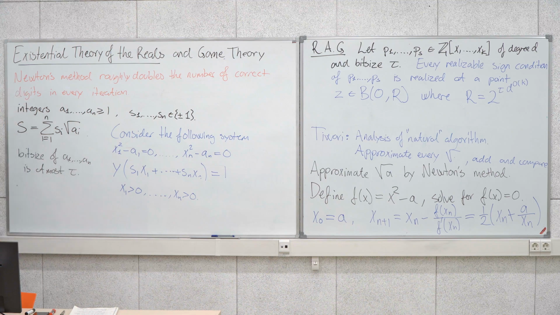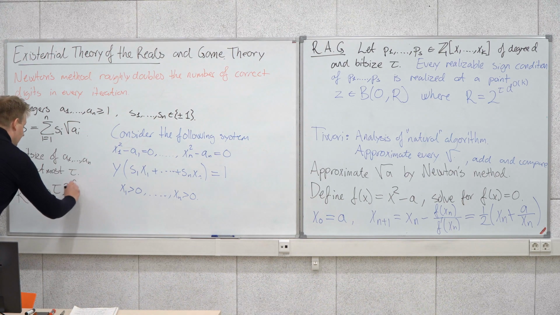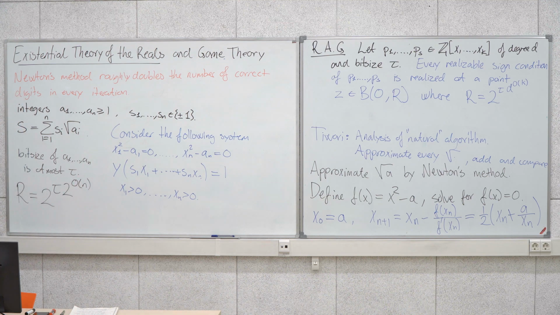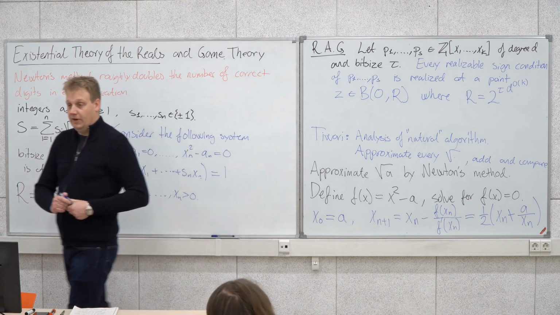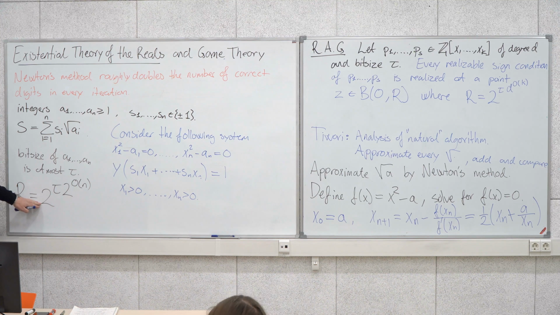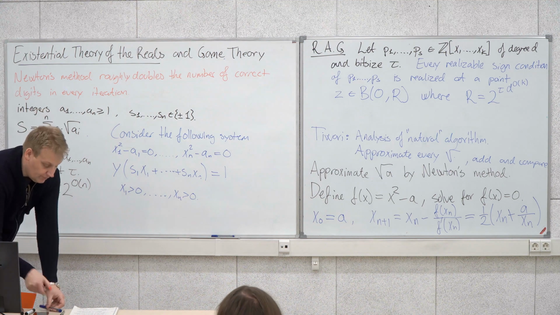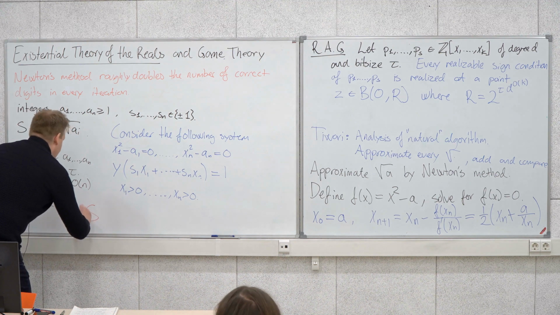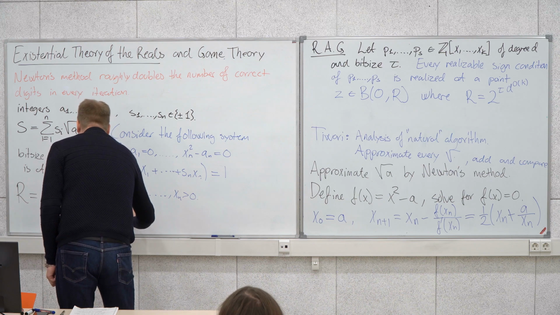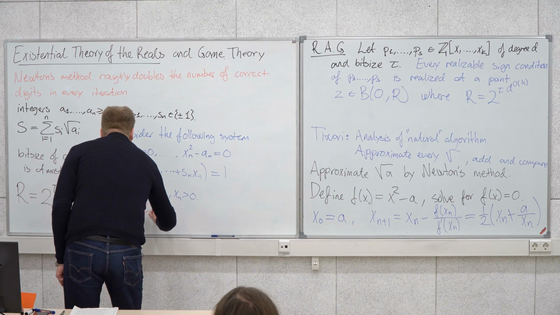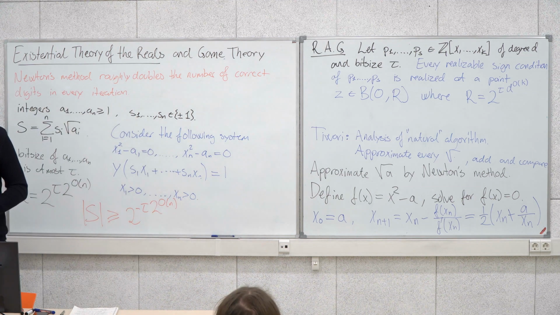So let me write out what the capital R is. We take capital R to be 2 to the power tau, and then 2 to the big O of n. That's the magnitude of these numbers. It means that y is also bounded in magnitude by this number, and that the capital S is bounded below by the inverse of that number. So we get that S is at least 2 to the minus tau times 2 to the big O of n, unless it's 0.